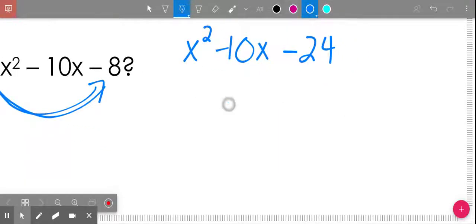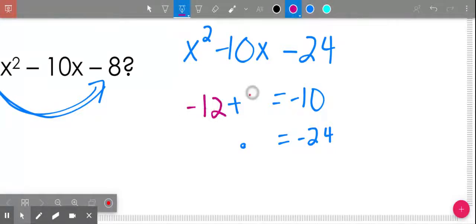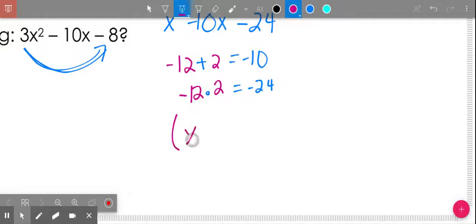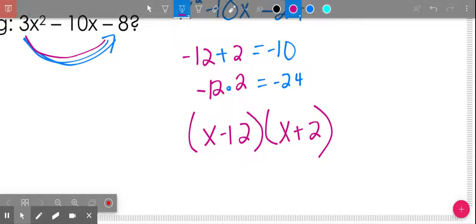So now I need to think what's going to add to give me negative 10, but when I multiply, I get negative 24. Hopefully you're thinking negative 12 and 2. So now we're going to rewrite it as x minus 12 and x plus 2. Do not get fooled and think you can stop there. You're not finished yet. So now, if you slide with the 3, you got to divide the 3 back out.